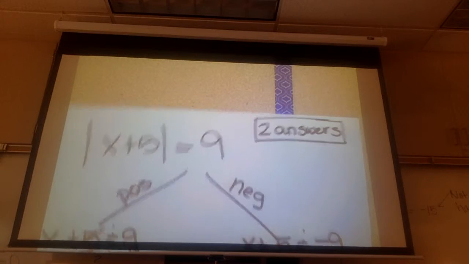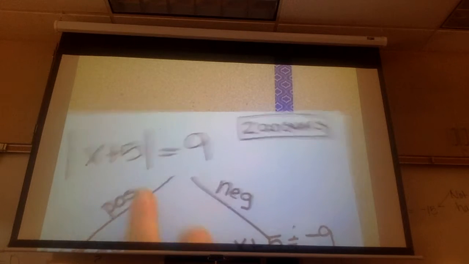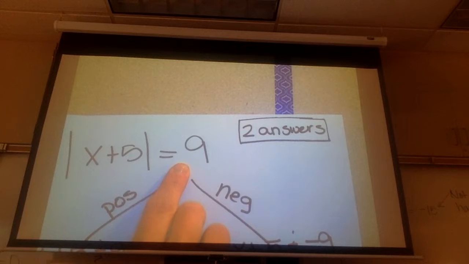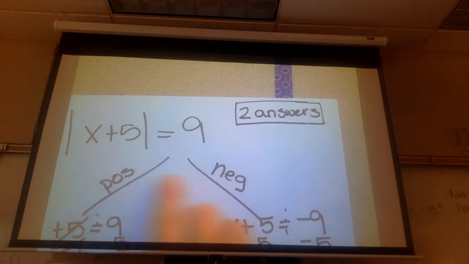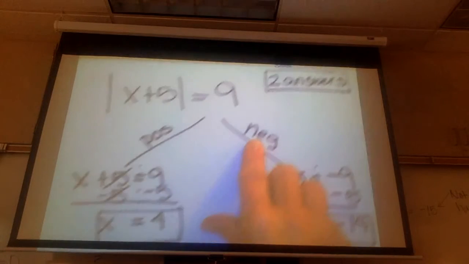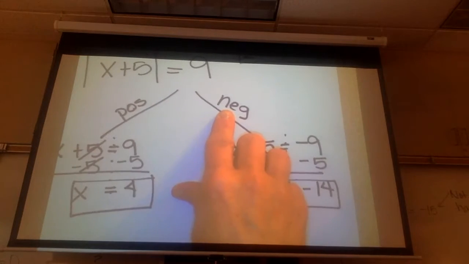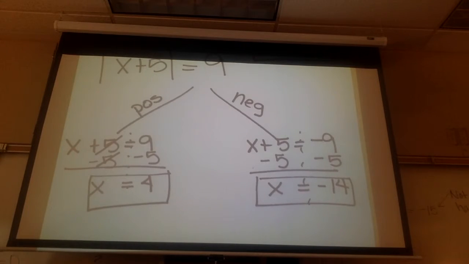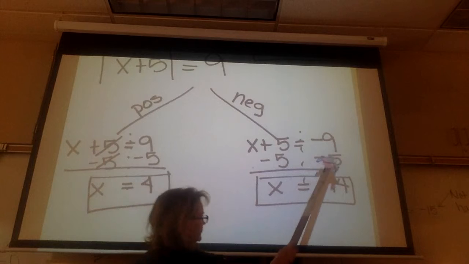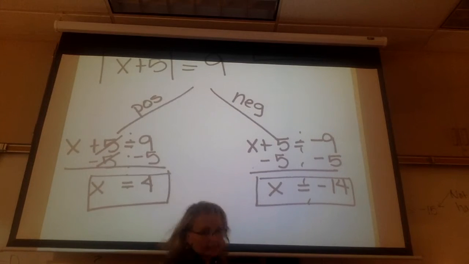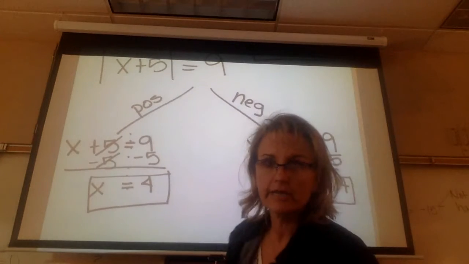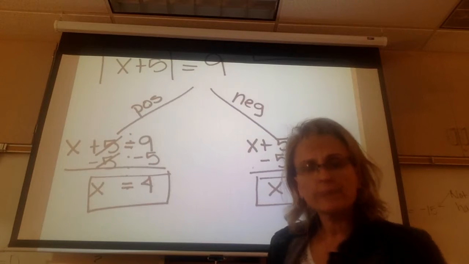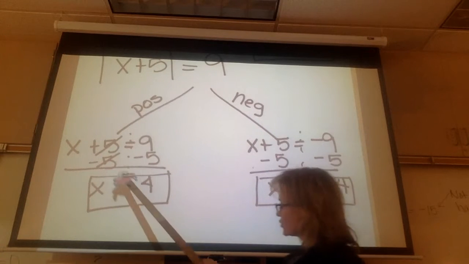If I have the absolute value of x plus 5 equals 9, that one is ready to split into two new problems with a positive answer and a negative answer. When I do that, I'm going to have x plus 5 equals 9 and x plus 5 equals negative 9. The only thing that changed was the answer. Then I'm going to solve these two little bitty problems and get my new answers.